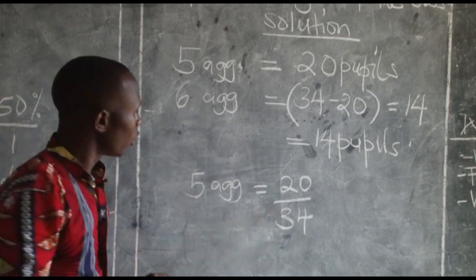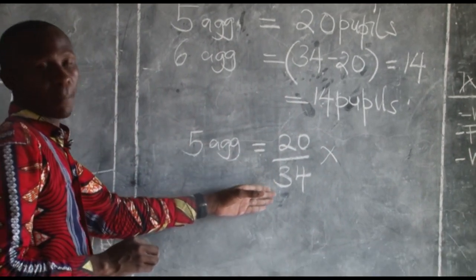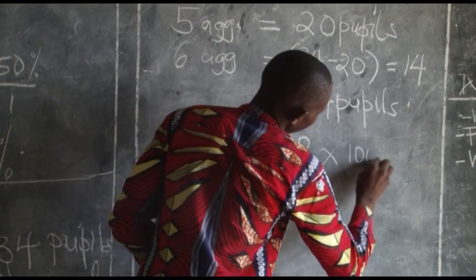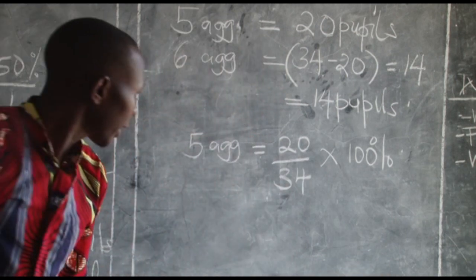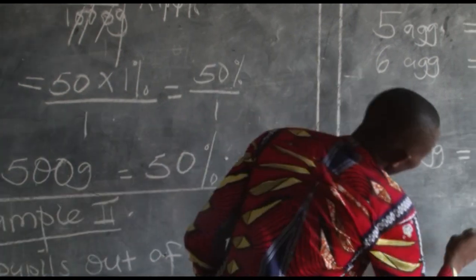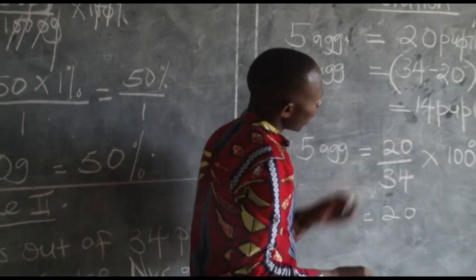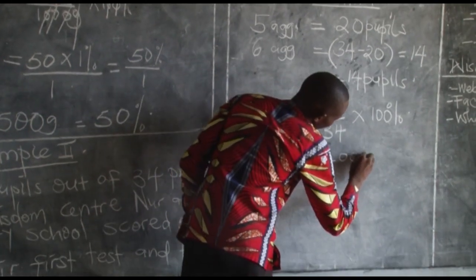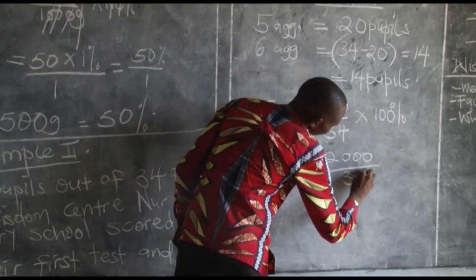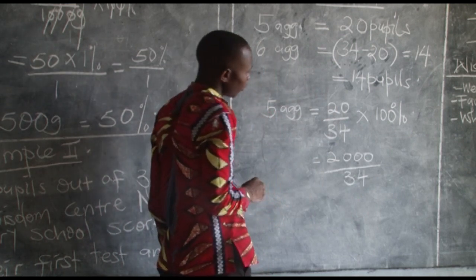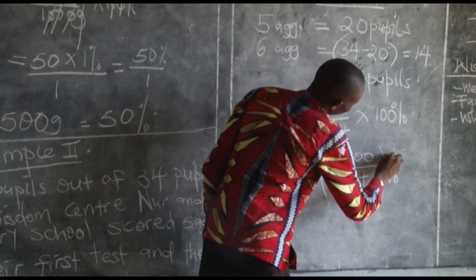They were 34. After there, since we are changing to percentage, we shall multiply everything by 100%. Thereafter, we shall say 20 times 100. It will give us 2,000 out of 34. And all this, we shall say it is under percentage.